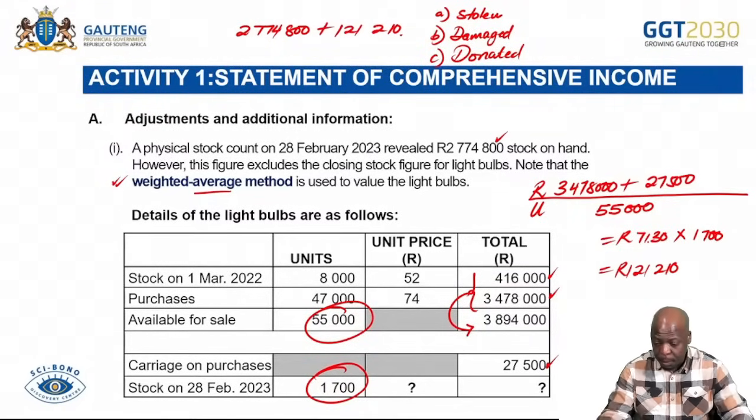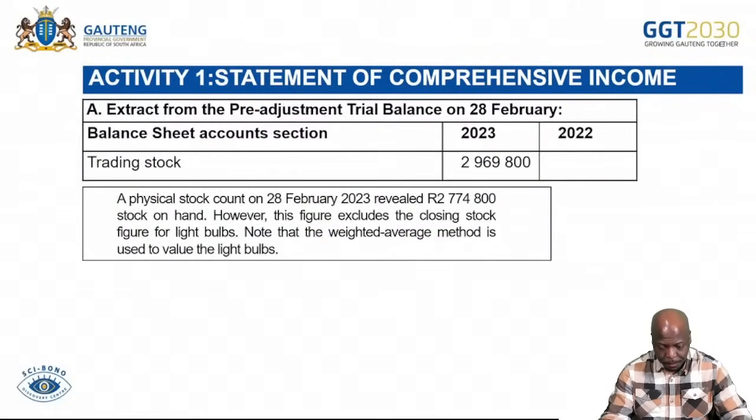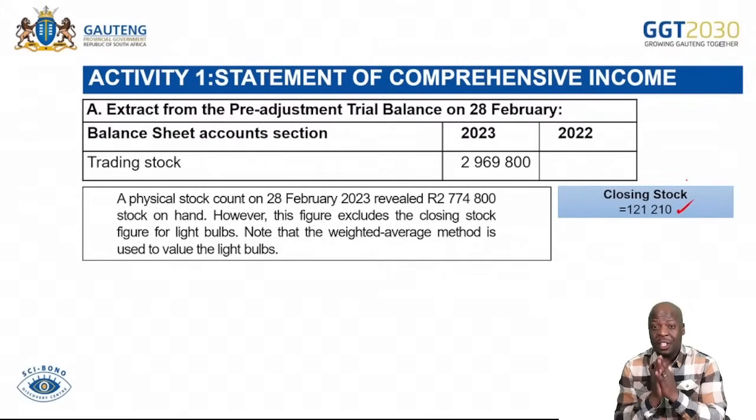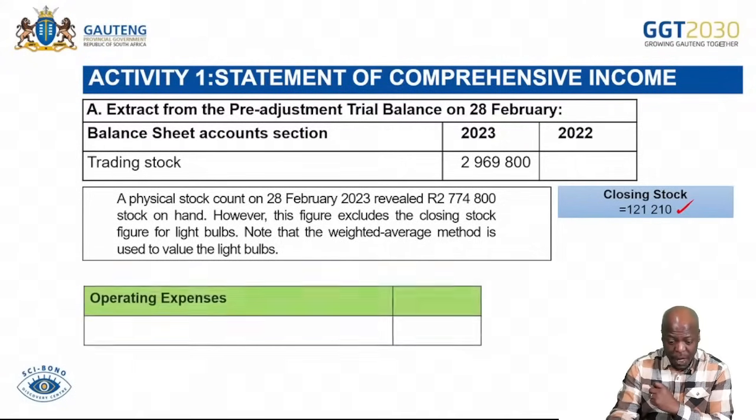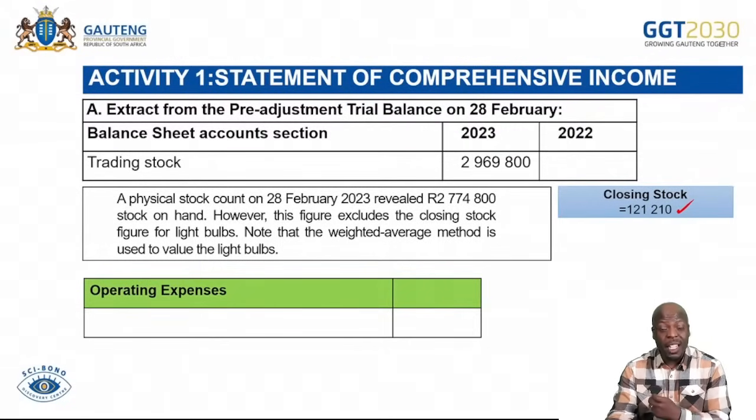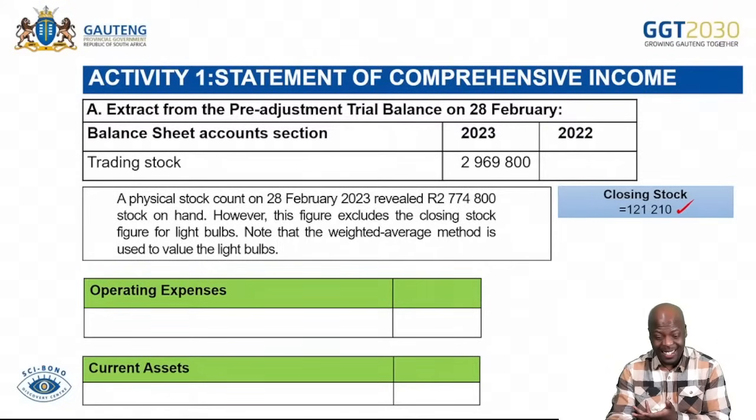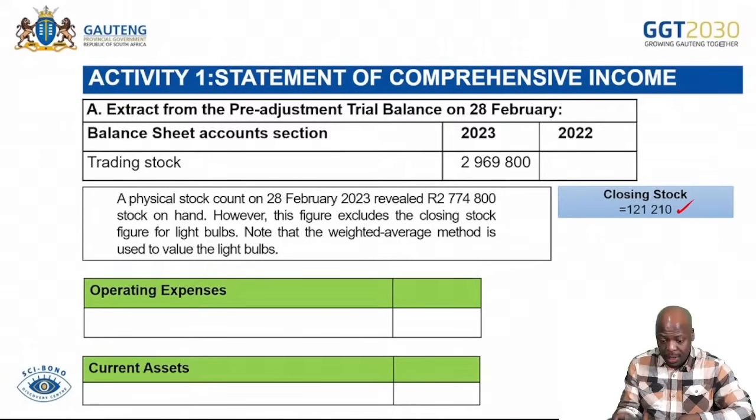Okay, I'm going to move on now to the next one. So this is the very one that we're doing. So we now know the value of our stock, which is our 121,210. Remember, we have just calculated this figure. So the next thing that we want to now do is to go and record in our statements. The first one is in the statement of comprehensive income, your income statement. And the next one is going to be under your current assets. I would prefer that we start under the current assets so that you really understand how this all works out. Okay, so this is how it works.